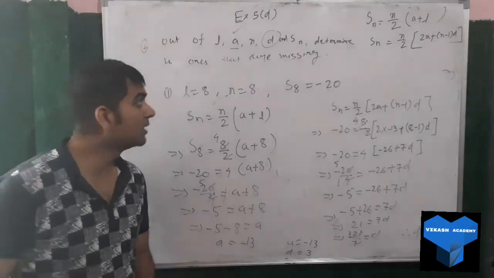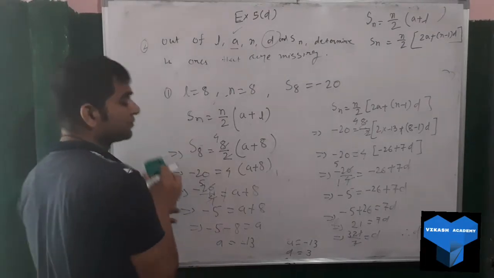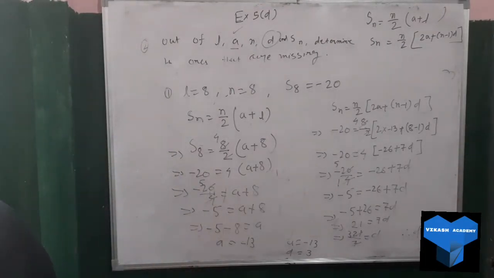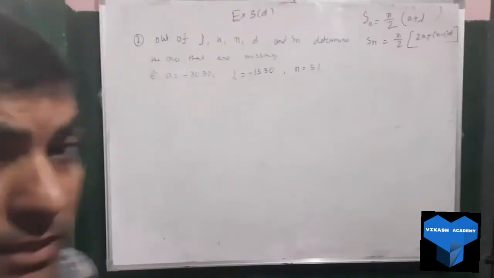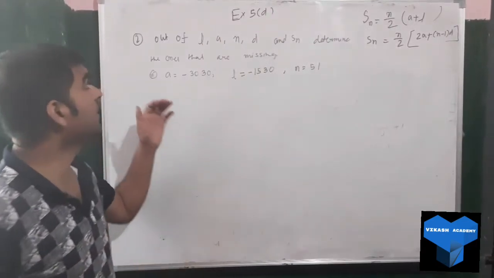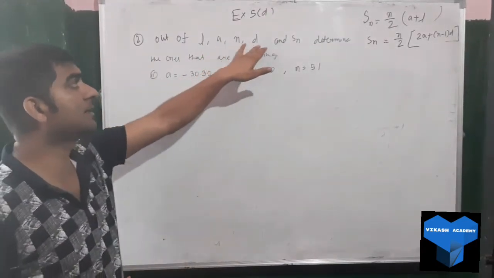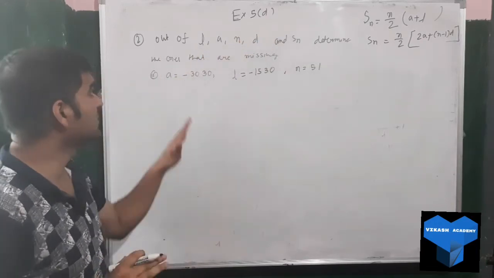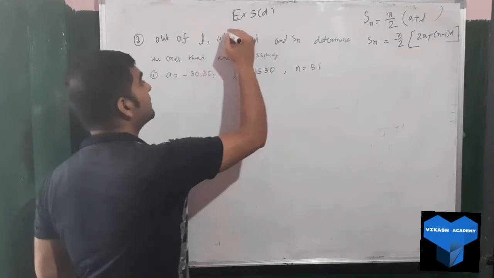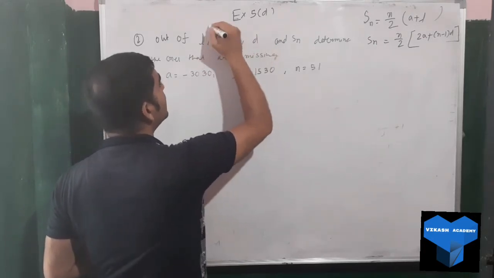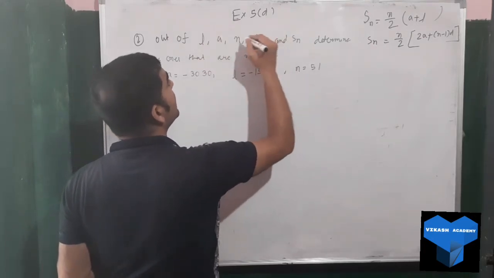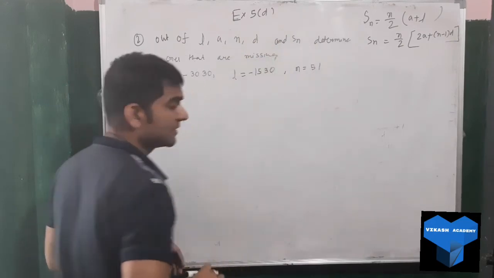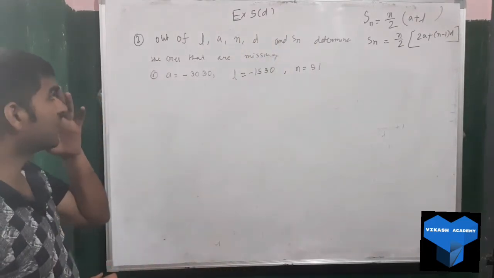Okay, we have question number 2, subdivision 2. So let us try question number 2 here. We have to find L, A, N, D and Sn. So anything that is missing from these terms, we need to find out. Some values have been given: A has been given, L has been given, and N also has been given. So we need to find D and Sn. Clear? So let us try to find D and Sn.